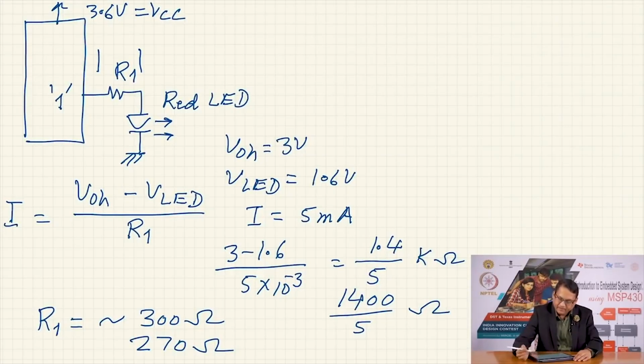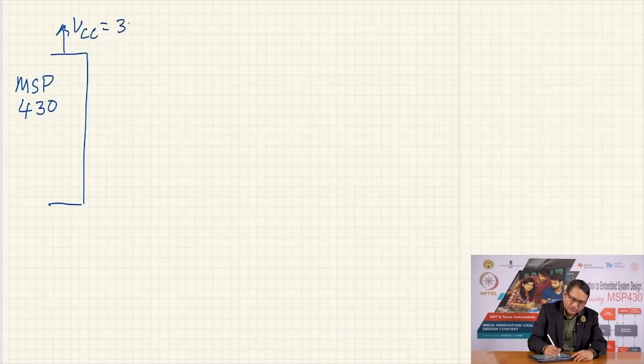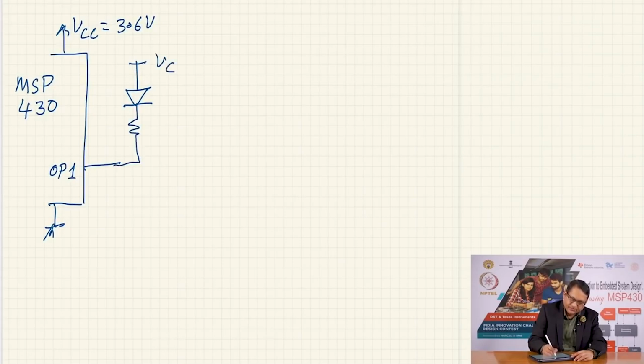On the other hand, if you want to control the LED in the low side control method, then your configuration will change. Here is my microcontroller MSP430. My VCC is set to 3.6 volts, here is my ground, and here is my output pin, say output 1, and I have connected the LED in the low side control. Here is my VCC, and this is now say R2, and this is still a red LED.